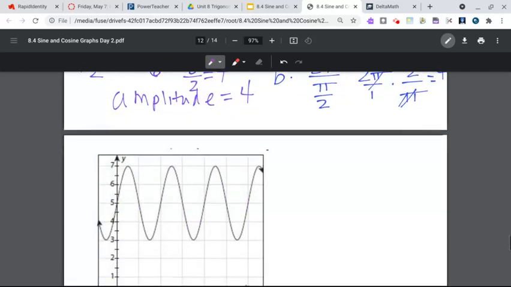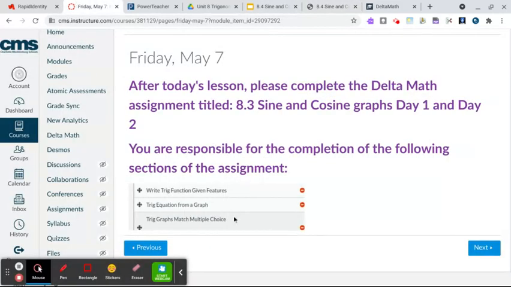Okay? So for today, make sure that you complete the following sections of the Delta Math assignment.